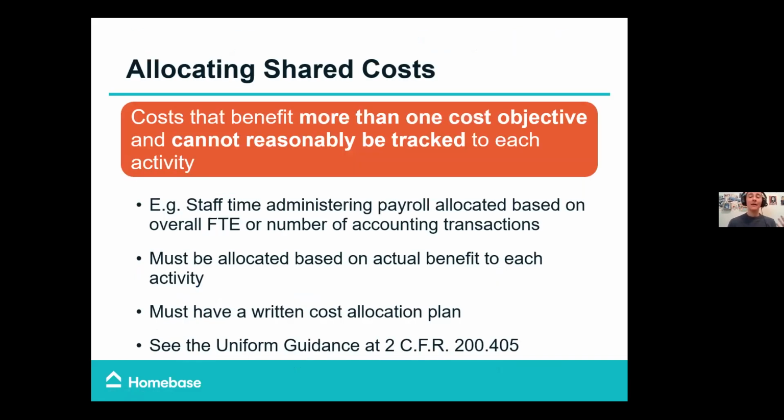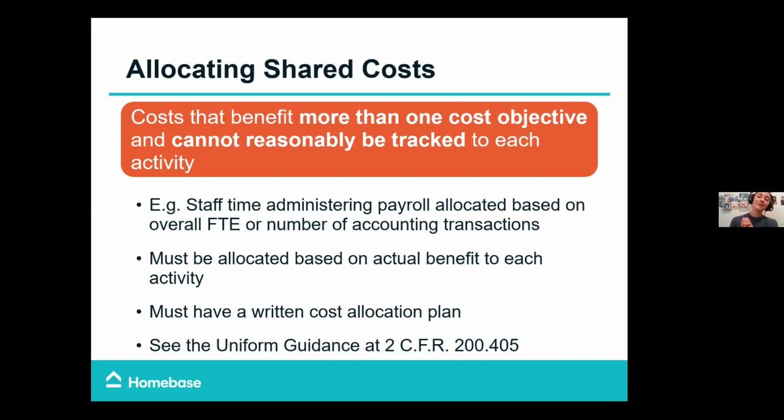These are costs that benefit more than one grant or more than one activity or more than one funding stream that can't be reasonably directly tracked to each activity, right? So for that, the example on this slide, your staff time administering payroll, that is a cost. It's necessary in order to administer this grant. Generally, for the most part, we think that's very likely to be an eligible cost in your admin.